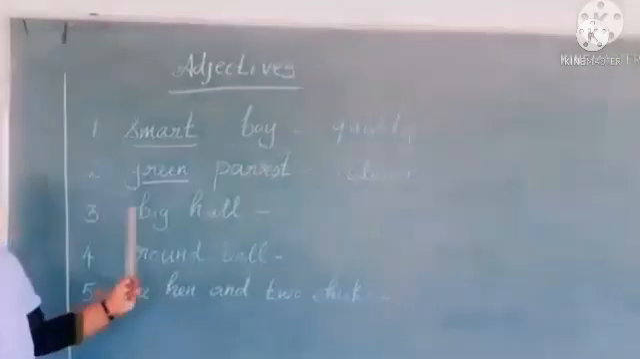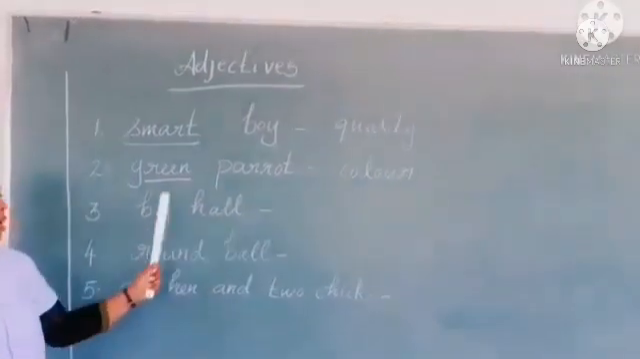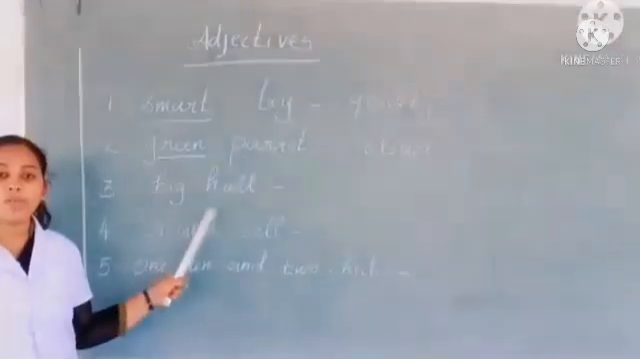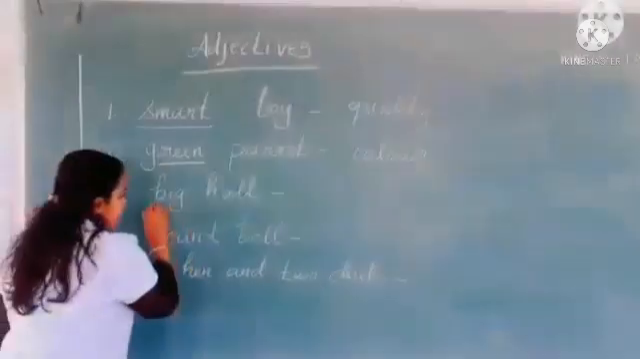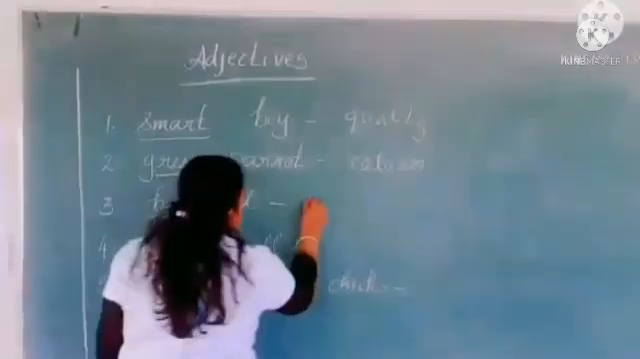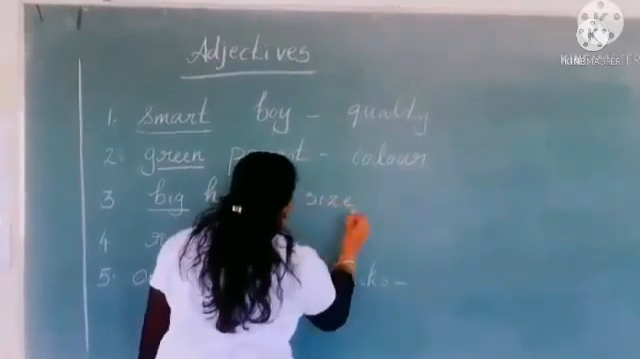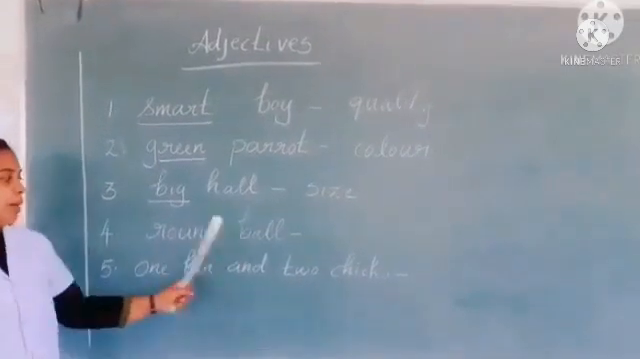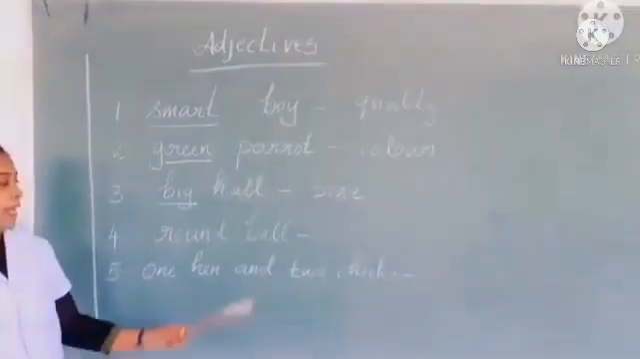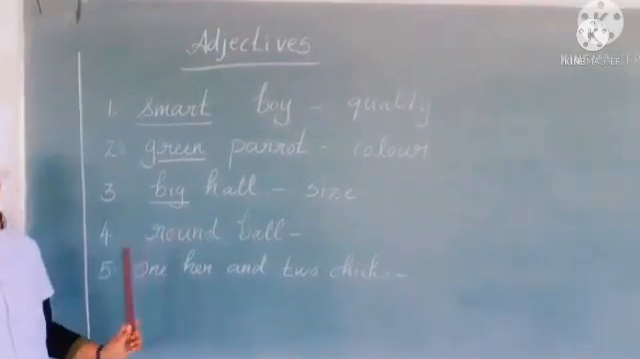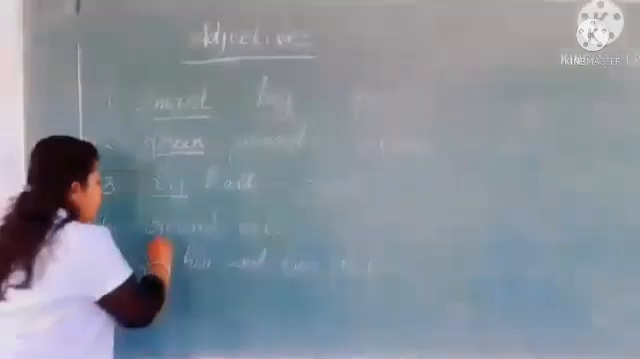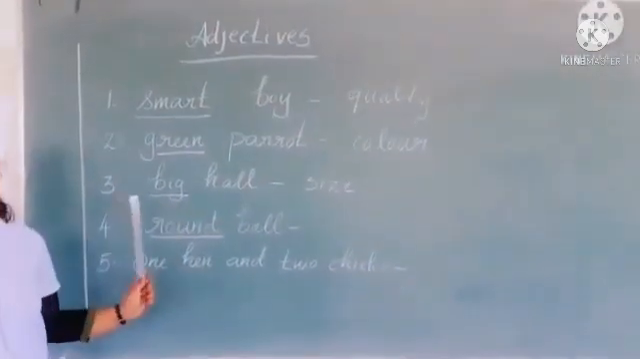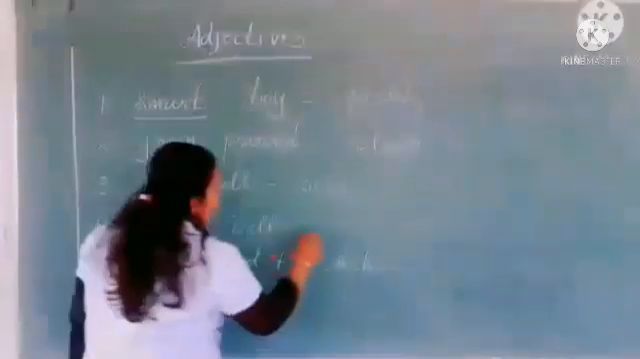And the third one, big hall. Here the noun is hall. Big shows the size of the hall. So here the adjective is big. And the next one, round ball. Here which is the noun? Yes, ball is the noun. Here round shows the shape of the ball. So here the adjective is round.